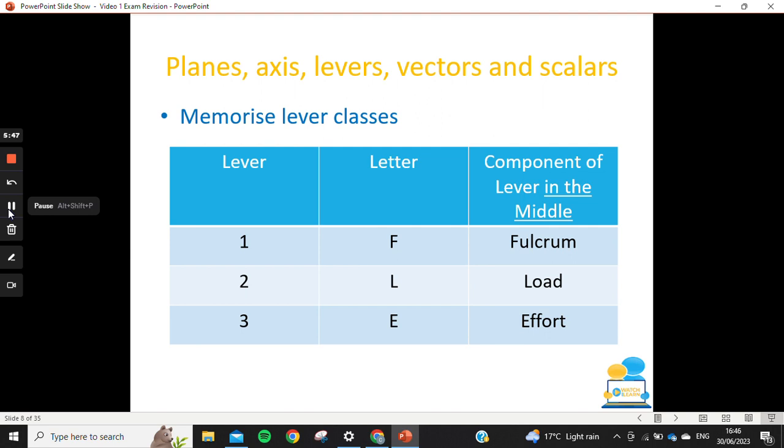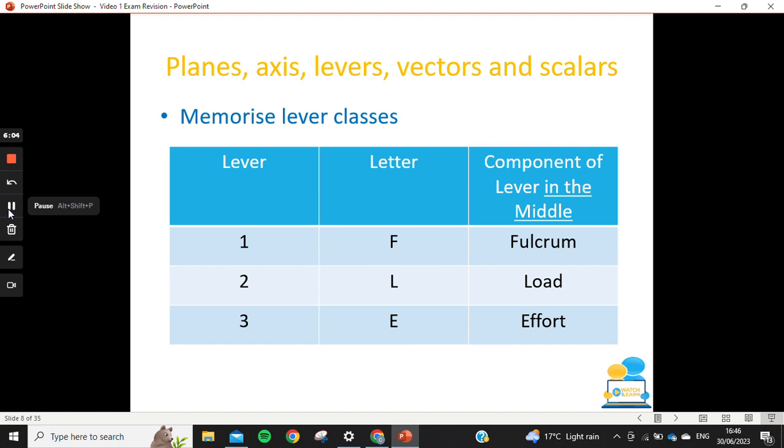In our second class levers, we always know that our load is in the middle of the fulcrum and the effort. And then in our third class levers, the effort is always in the middle of the load and the fulcrum. So the little memory device here is 1, 2, 3 FLE.